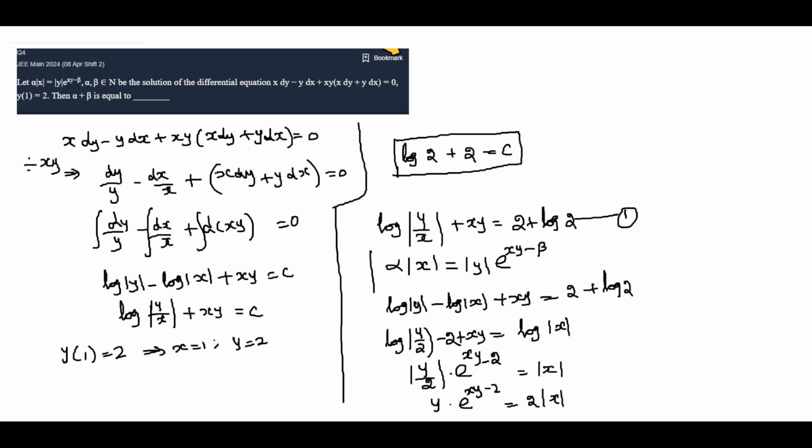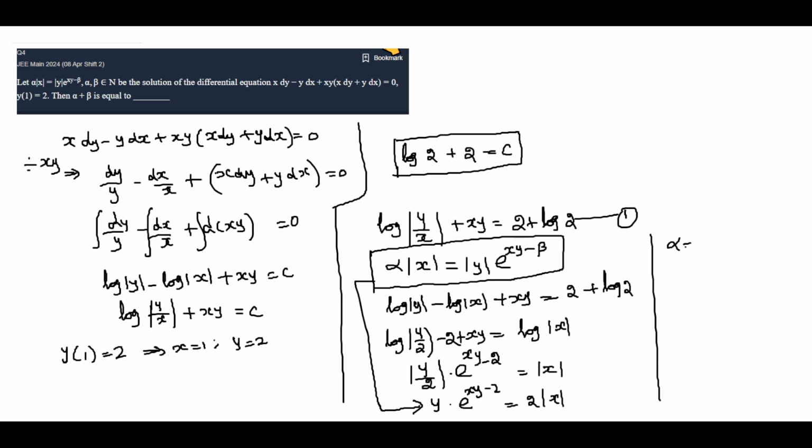Now comparing the given equation with that solution, so you got alpha equal to 2 and beta is also 2. We need the value of alpha plus beta, which is equal to 2 plus 2 equal to 4. Next question.